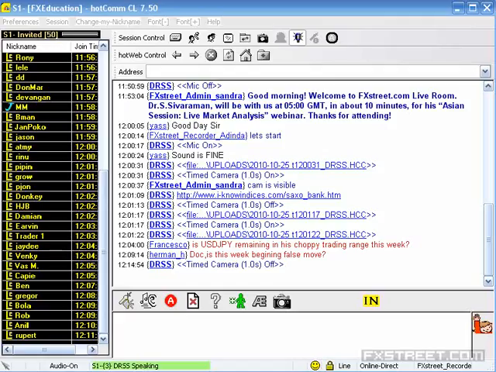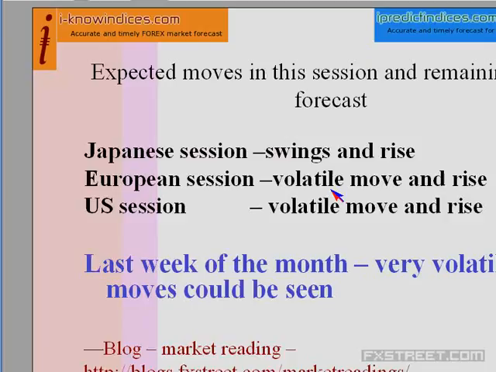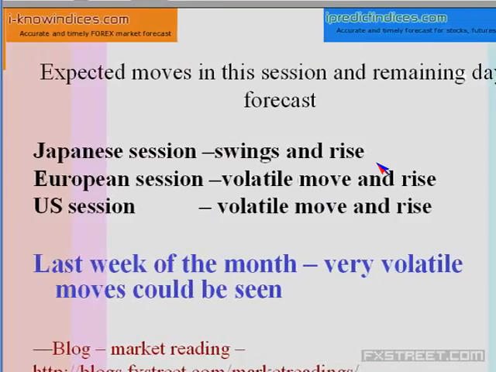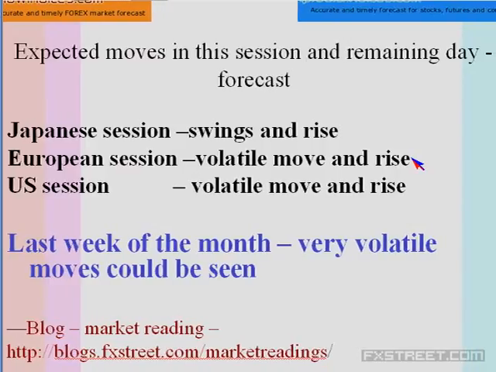Let me focus the camera over the PowerPoint presentation and explain the forecast for today. Swing and rise moves are expected during the Japanese session, and volatile moves and rise are expected during the European session. During the start of the European session, there could be a dip and then a quick rise could happen. Probably the data release or any such thing could be used as a trigger. Then again, you could come across a volatile move during the late European session and the early US session, and then further gains could be seen.